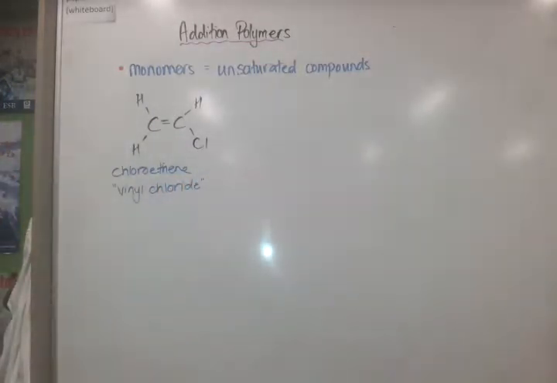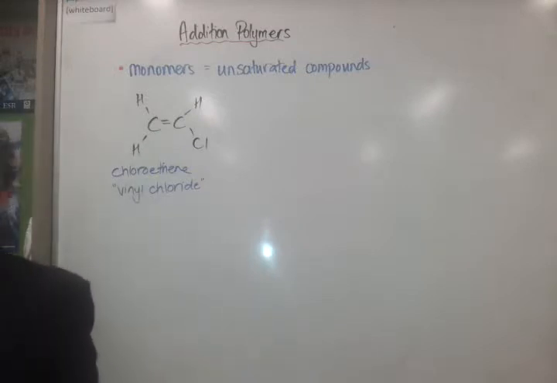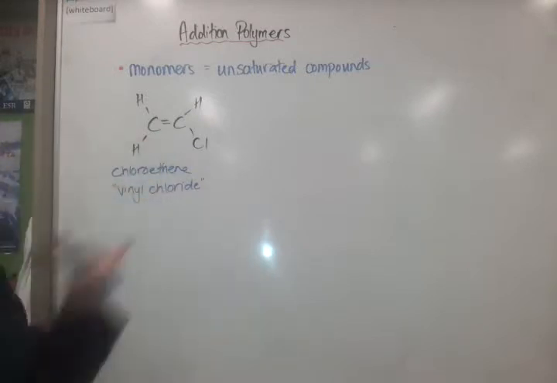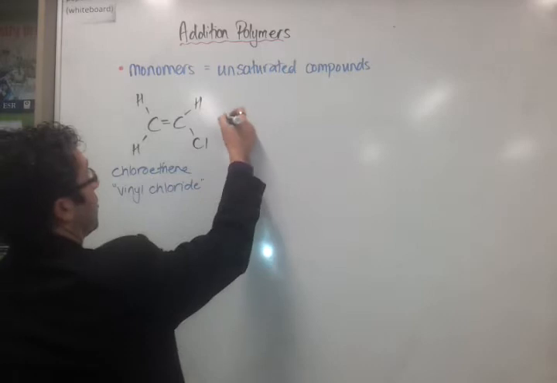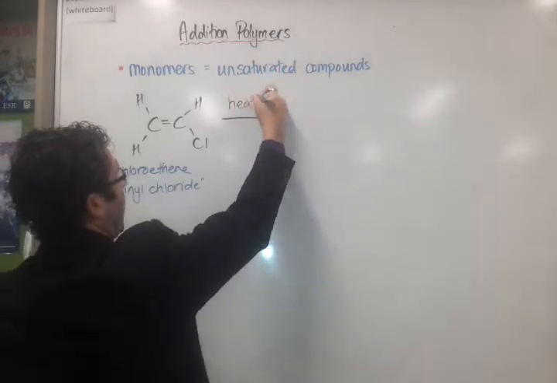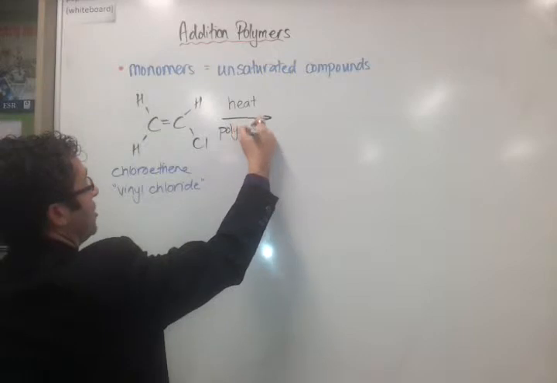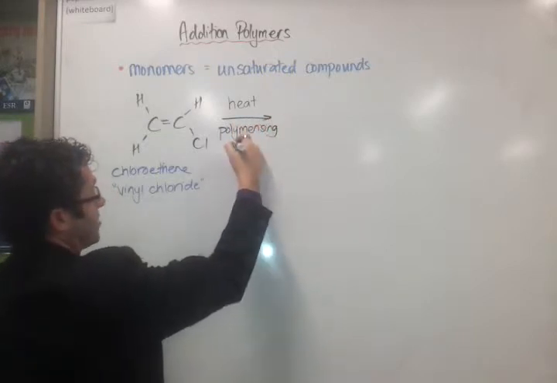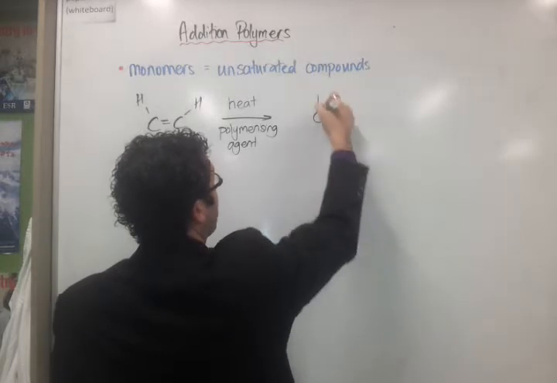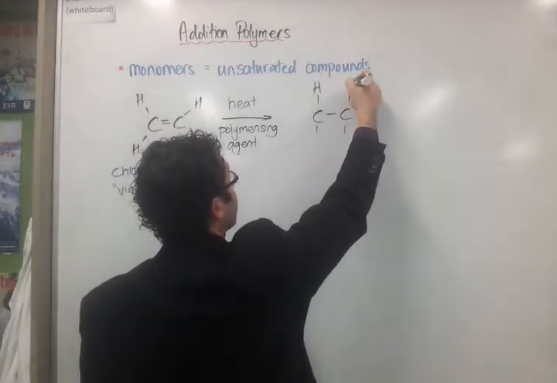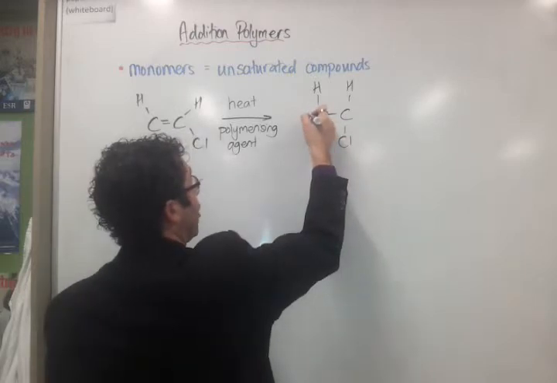If we were to have lots and lots of these, and heat it, and put in a polymerizing agent, which is basically like a catalyst, then it breaks these up. It actually breaks the double bond, turning them into a thing we call a free radical. So with the heat and a polymerizing agent, and as I say, it's pretty similar in the way it works to a catalyst, it'll break it up into this. It breaks the double bond, and it's got a lone electron on each side.